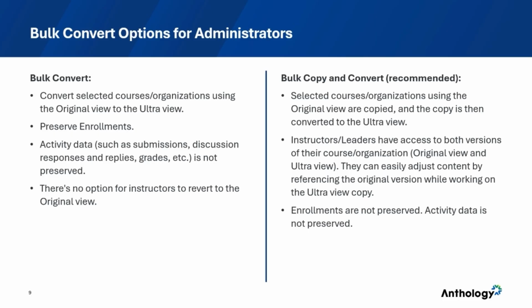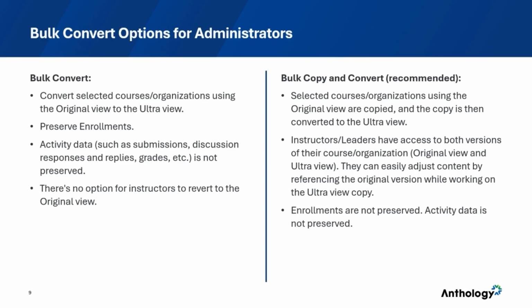As a Blackboard administrator, you have two bulk convert options to convert courses and organizations from Blackboard Original to Ultra. The first one will bulk convert. Selected courses and organizations can be converted from the original view to the Ultra view while preserving enrollments. However, activity data, including submissions, discussion responses and replies, grades, and other related information, will not be preserved during the conversion. Additionally, once the conversion is complete, instructors will not have the option to revert back to the original view.